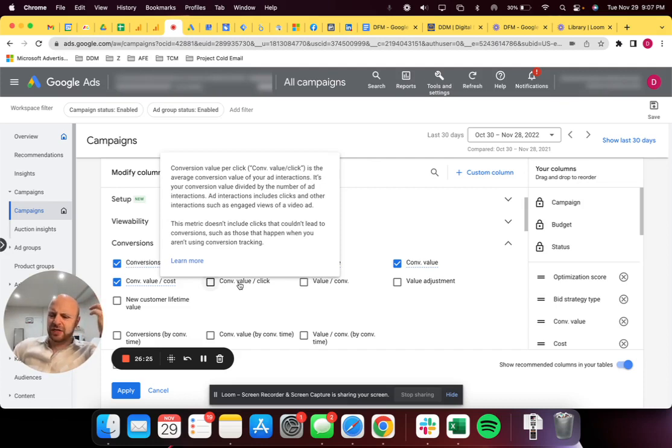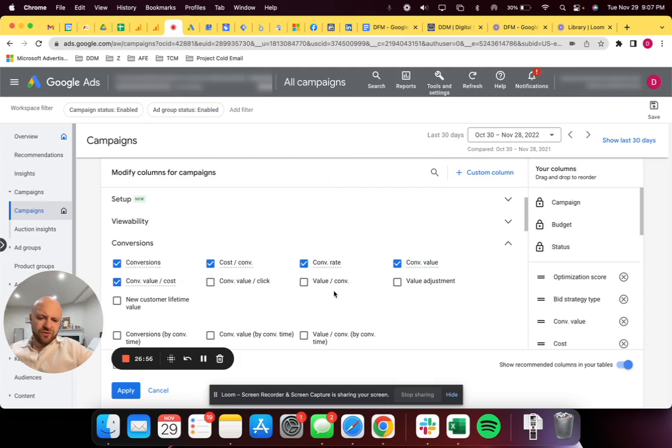I never really use it because I don't really care what a click is worth. I just want the revenue. A click doesn't sell me, it's not going to convert. If I want to know how much a click is worth, I'm going to look at average cost per click because that's how much I have to pay. It's just a different methodology. Maybe I'll use it in the future. I don't know. Value over conversion.